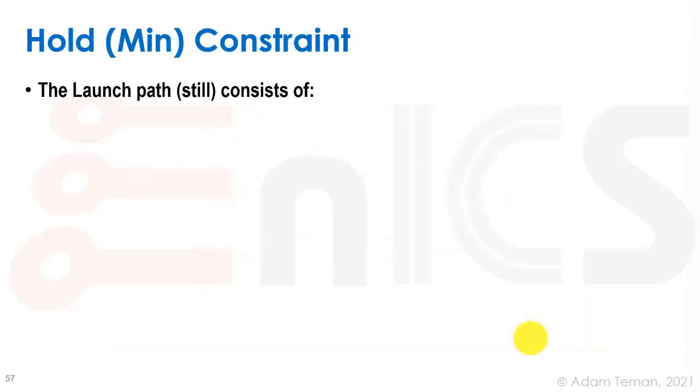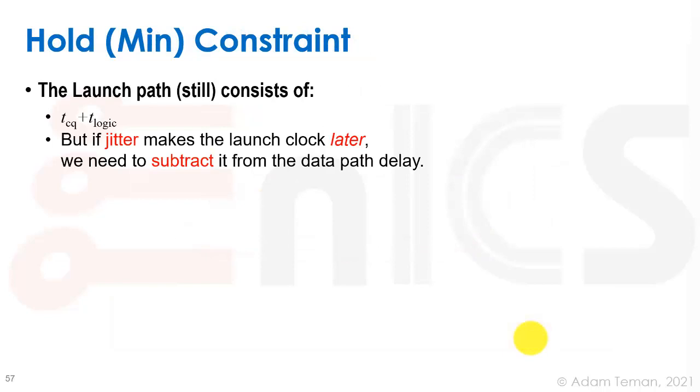If we look at the hold constraint, what are we going to see? Again, our launch path is TCQ plus T logic. Remember, we want that to be as big as possible, because the problem with hold is that the data is so fast that by the time our clock edge arrives at the capture flop, the data will already have changed at the input of the capture flop. If jitter makes the launch clock later, we need to subtract it from the data path delay. So we're assuming a worst case where it makes our launch path shorter. Let's assume jitter made us launch early. So our launch path is TCQ plus T logic minus T jitter.